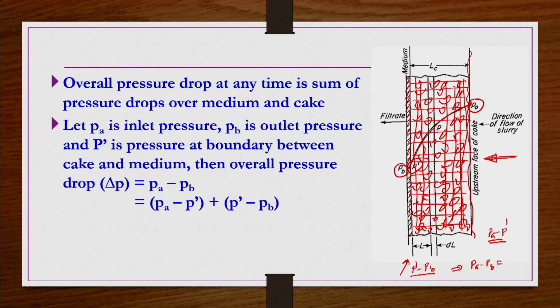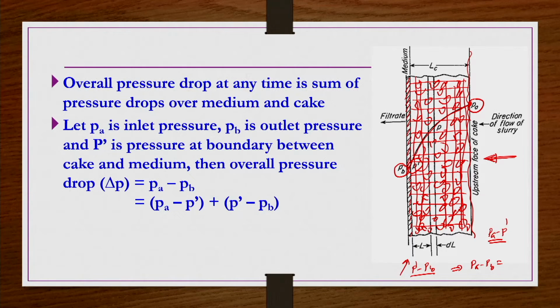Let Pa be the inlet pressure, that is the upstream side of the cake, the top layer of the cake. At that layer the pressure is Pa. Then Pb is the outlet pressure, that is at the filtrate side, whatever the pressure is there. And P prime is the pressure at the bottom boundary between the cake and the filter medium, at the interface between the filter medium and the cake. Pa and Pb you can measure experimentally if you wish, but P prime is not possible to measure so easily.